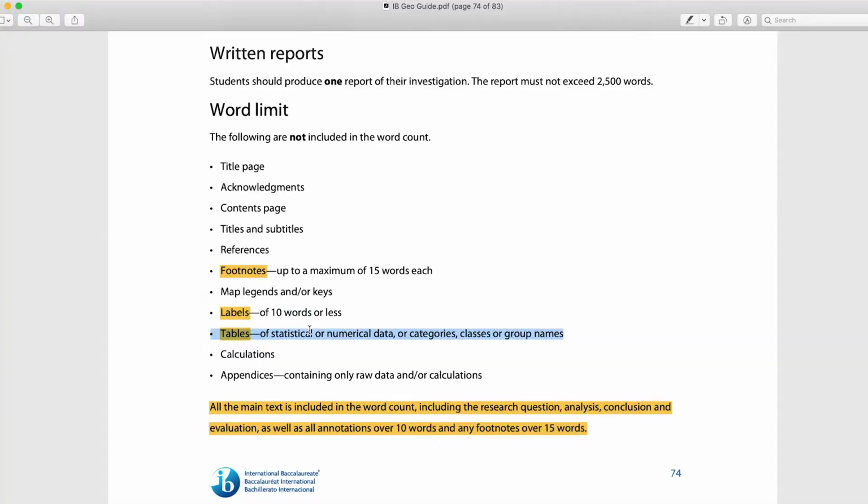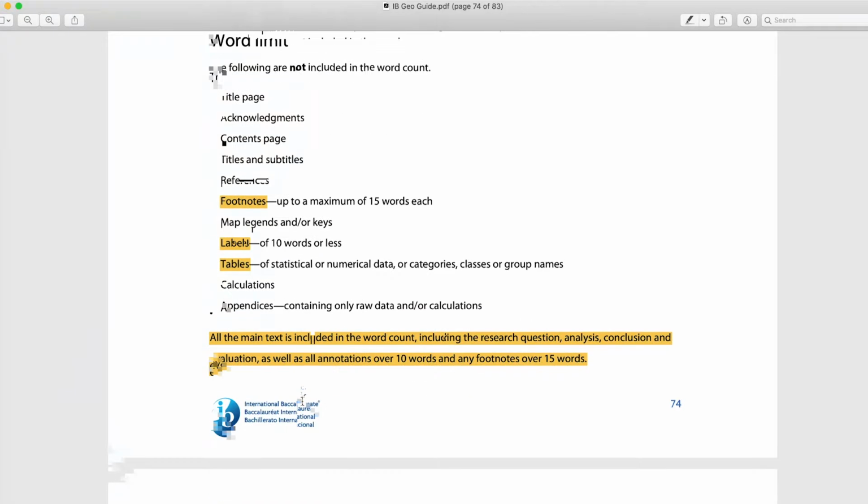So make sure for the word limit, include footnotes and labels, and think about your titles and subtitles. And of course, tables should be pretty obvious, but that's not included.